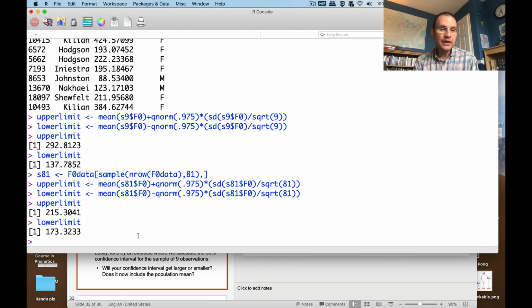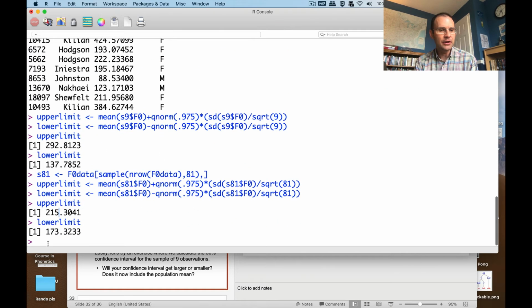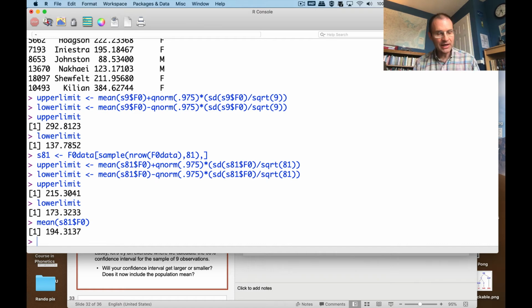And we do. So in this case, our lower limit is 173. Our upper limit is 215. We know that the population mean is 190.67, whatever. We didn't look at this, but we can take a look at what the mean of the sample is: 194. Generally speaking, this is going to be true. The more items that are in your sample, the bigger your n is, the more accurate your mean is going to be, the closer it will be to the population mean.